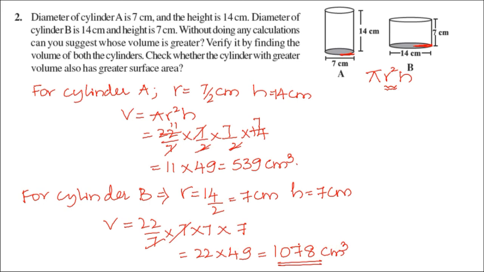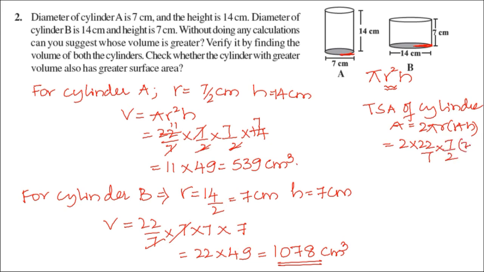Now let's find out the surface area of both the cylinders. So the TSA of cylinder A will be 2 pi r into r plus h. This will become 2 into 22 upon 7 multiplied by 7 by 2 times 7 by 2 plus 14. This has to be simplified. When we simplify it, we'll get 385 centimeter square.